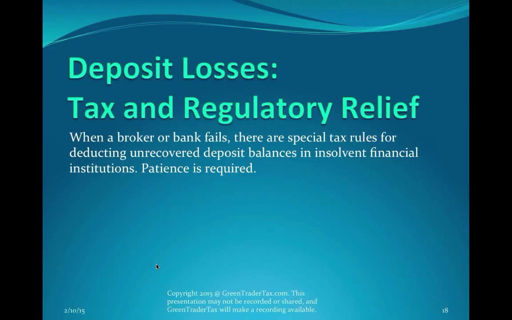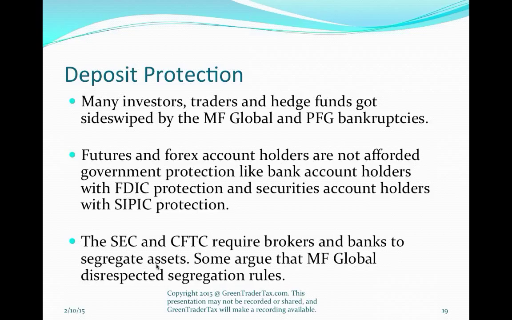So when a broker or a bank fails, there are special tax rules for deducting unrecovered deposit balances in insolvent financial institutions. Patience is required. So many traders, investors, hedge funds got sideswiped, MF Global and PFG. Futures and Forex account holders are not afforded government protection like bank account holders with FDIC protection and securities account holders with SIPC protection. Both the SEC and CFTC require brokers and banks to segregate customer funds. Some argue that MF Global disrespected the segregation rules. I mean, yeah, you can buy bonds. No one said Greek bonds, government bonds.